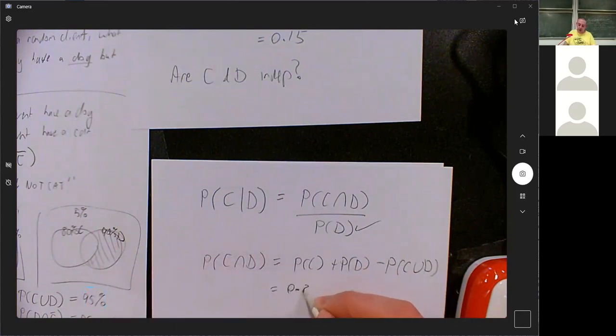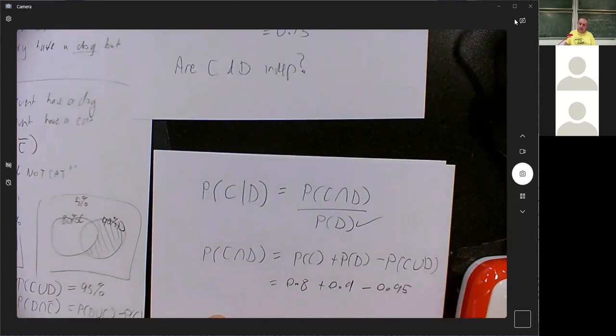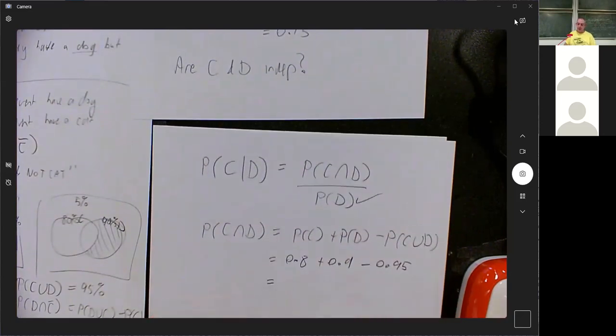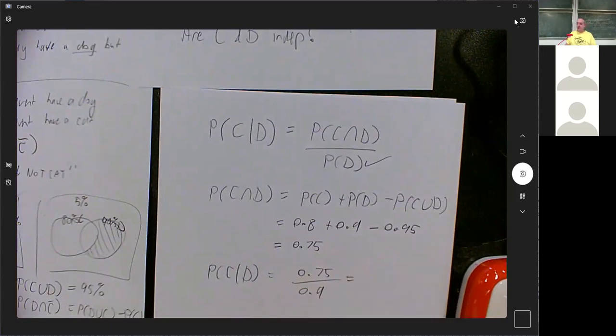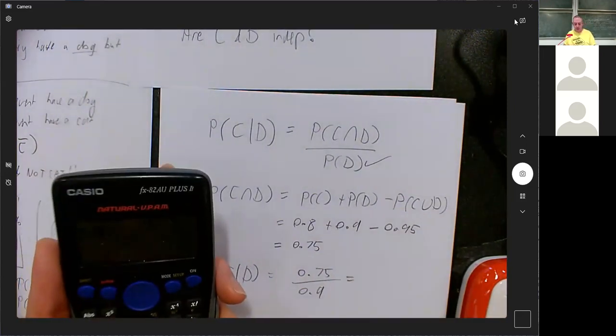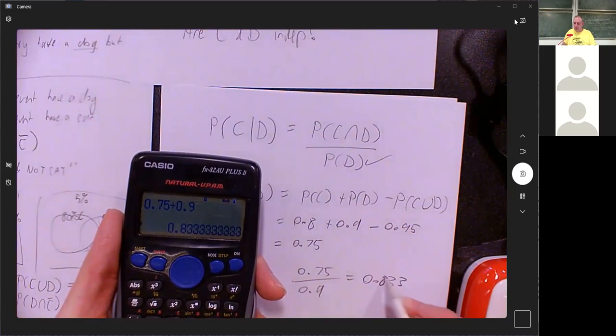And I know what this was, 0.8. And I know what this was, 0.9. And I know what this was, 0.95. Cool. And so that is 0.75, I think. So if we took off, that's a minus 0.05. Yeah, okay. And so the probability of cats given dogs is 0.75 out of 0.9, which is so not 0.8.